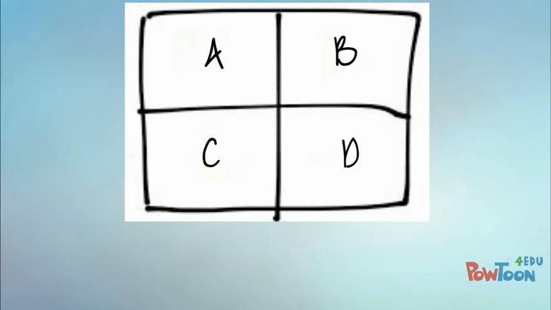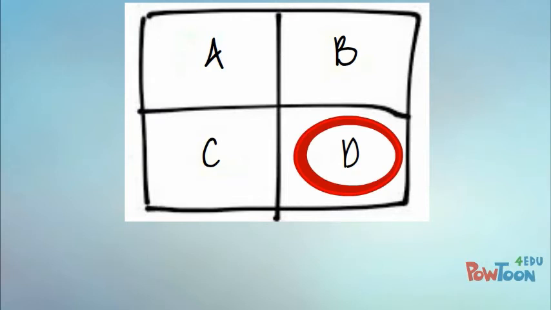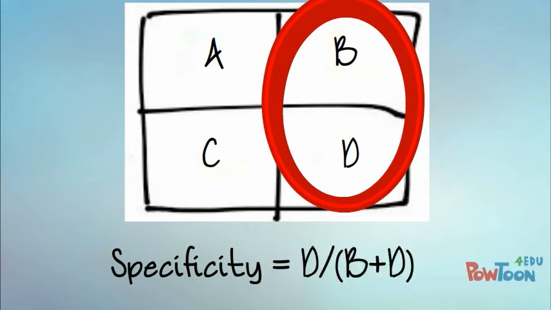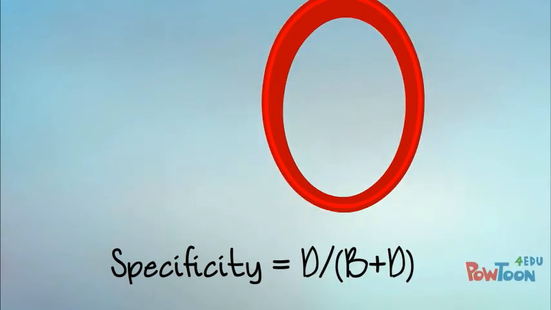Specificity is calculated by taking the number of patients with a true negative test, that's D, and dividing by all the patients without the condition according to the reference standard, that's B plus D. So the equation is D divided by B plus D.